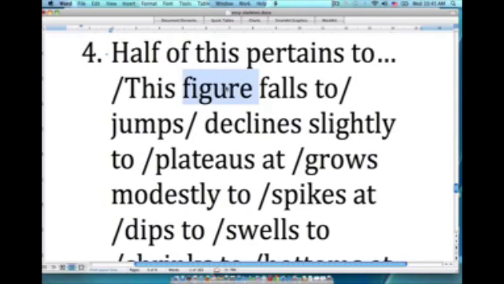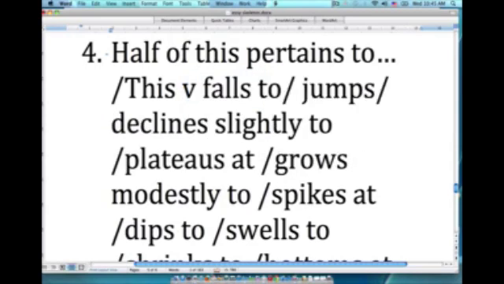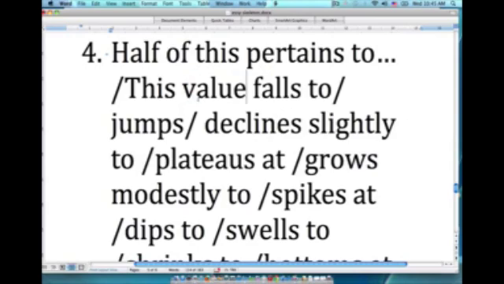We can also change figure to maybe this number or even maybe this value. There's a variety of ways that we can write this. Now, commonly, students make mistakes with the preposition they choose to follow these phrases with. So this figure falls by you can use, but of course now we're changing the meaning of the sentence.